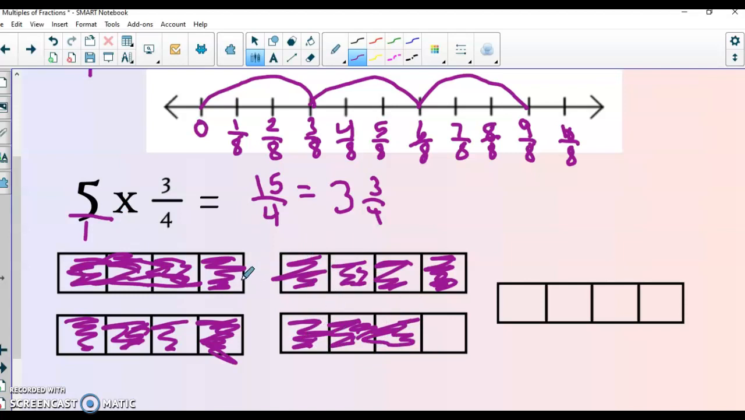So again, this is multiplying or finding multiples of fractions. Pretty easy. You have lots of different tools you can use.